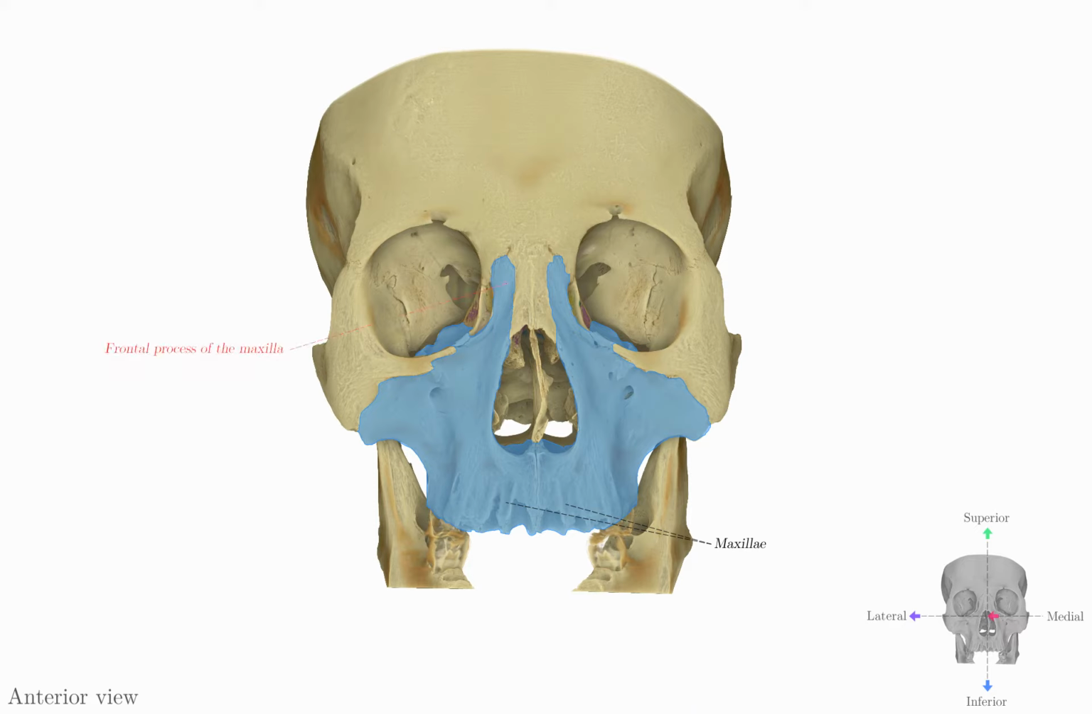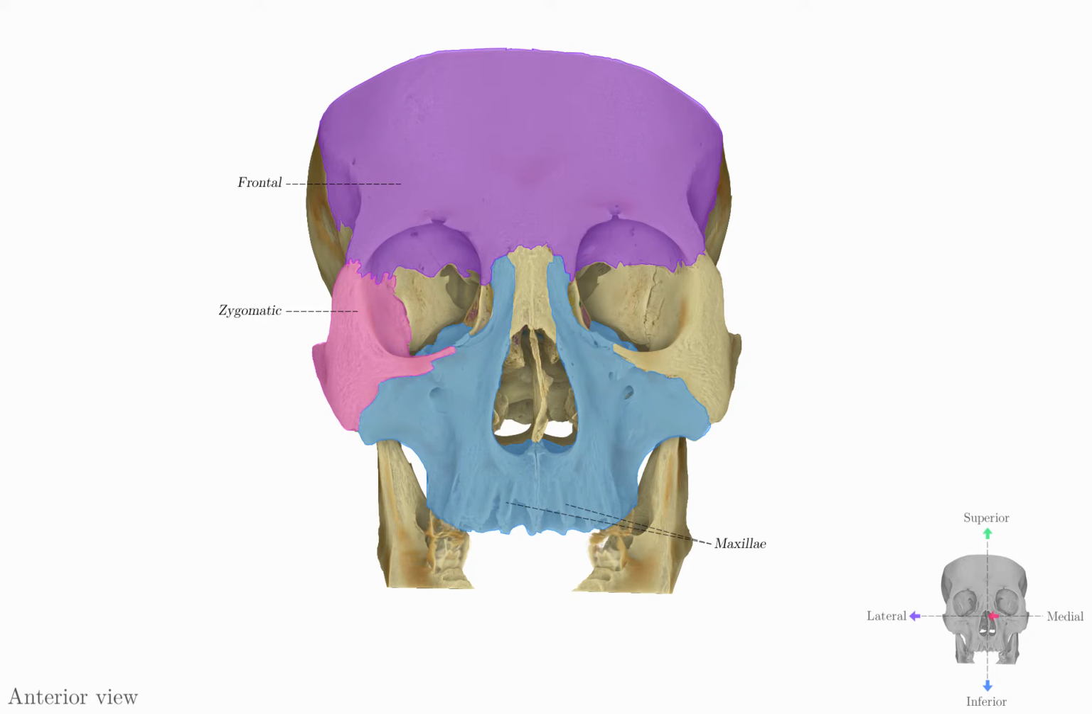Here you can see the frontal process of the maxilla articulating with the frontal bone. This area here is the zygomatic process of the maxilla articulating with the zygomatic bone. This process here is the alveolar process, which contains the maxillary tooth sockets.